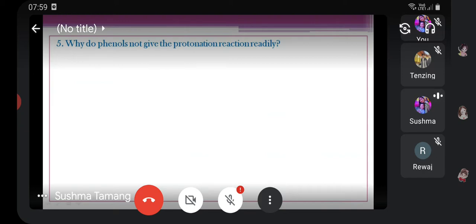Now next छ तिमीहरुको: why do phenols not give protonation reaction readily? Protonation means के हो, proton ले attack गर्नु हो. Now what is proton? It is your H plus, right, hydrogen ion. So तिम्रो proton मा के हुन्छ, it needs electron because positive charge छ हैन. Oxygen छ भनेपछि lone pair हुन्छ, दुईटा lone pair छ, and जति easily this lone pair is available for proton, त्यति नै easily protonation reaction will occur.